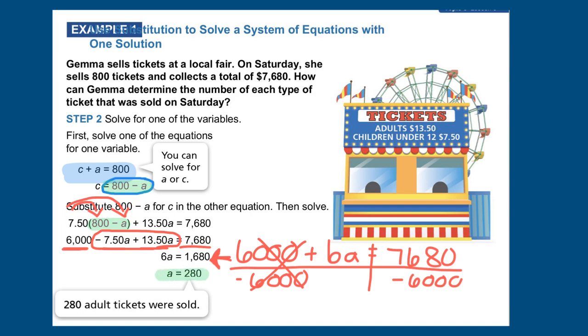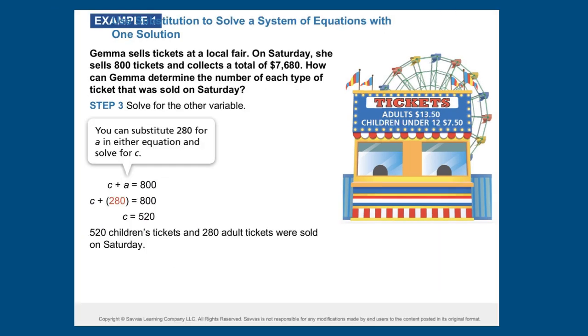Well, that's half of it. I know 280 adult tickets were sold, and I know 800 total tickets were sold, so I bet I can figure out how many children's tickets were sold. And here we go. We knew there were 280. We need another 520 children's tickets. So our answer is 520 children's tickets and 280 adult tickets were sold on Saturday.